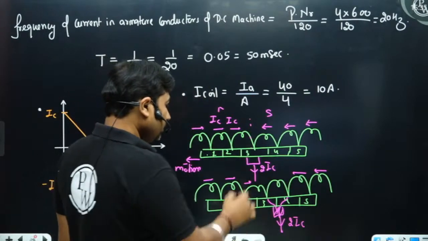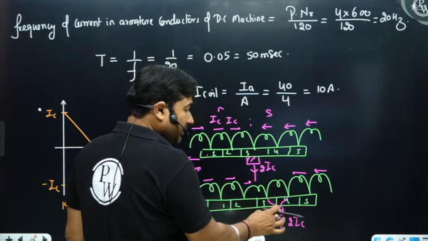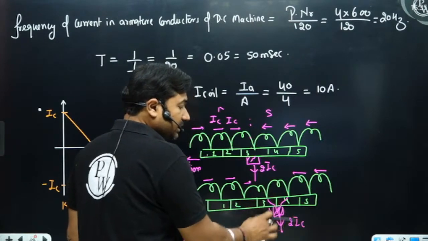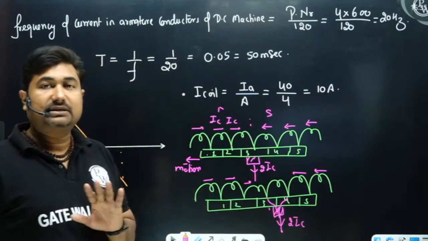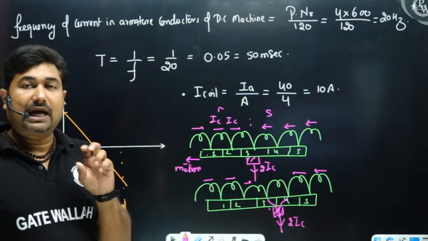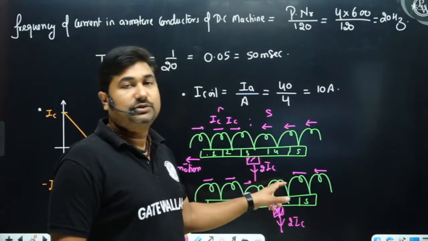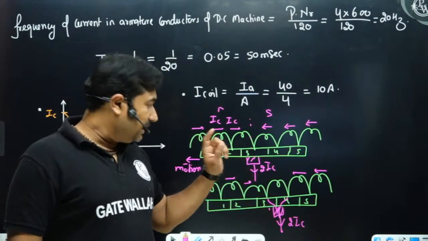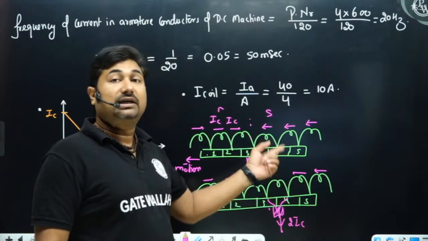Now if you observe, this coil is being shorted by the brush because the two commutator segments are being shorted by the brush. Under this condition, the current in the coil has to change from plus IC to minus IC. Only during this duration is the current going to change. So again, in this particular coil, the current changes when it goes under commutation.